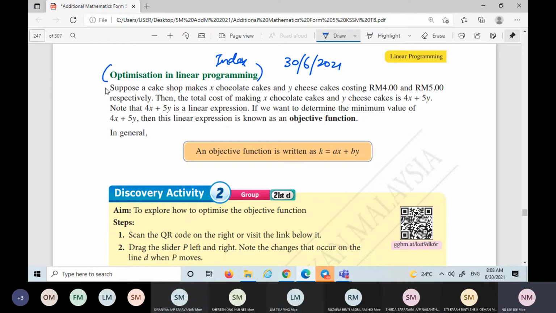Okay, we go through this. X chocolate cakes, the cost is 4 ringgit 1. And Y cheesecakes, the cost is 5 ringgit 1. The total cost for making X chocolate cakes and Y cheesecakes is 4x plus 5y.